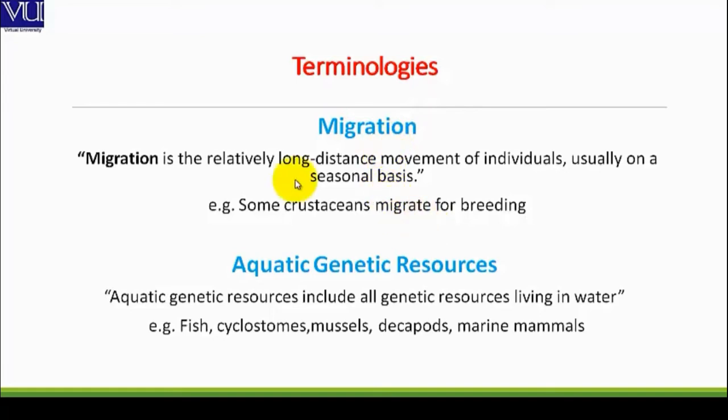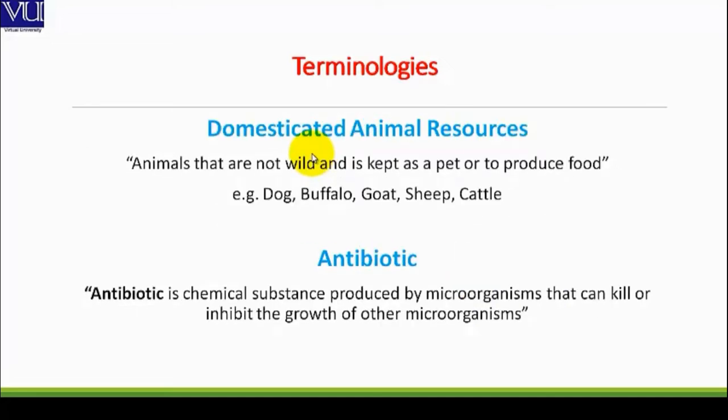The next is aquatic genetic resources. Aquatic genetic resources include all genetic resources which are living in water, and in these resources fish, different types of cyclostomes, mussels, decapods, marine mammals, and different types of aquatic plants are included. Domesticated animal resources are animals that are not wild and are kept as pets or to produce food. Dog, buffalo, goat, sheep, cattle are some examples of domesticated animal resources. The next is antibiotic. Antibiotic is a chemical substance which is produced by microorganisms that can kill or inhibit the growth of other microorganisms. For example, penicillin is an example of antibiotic.